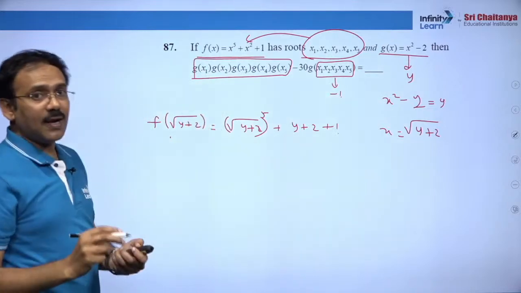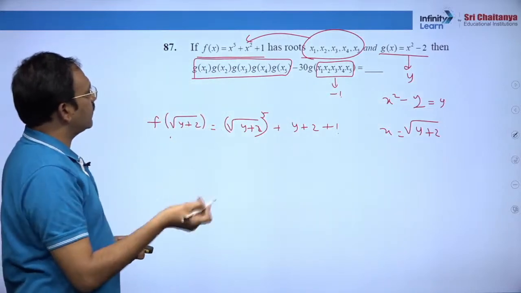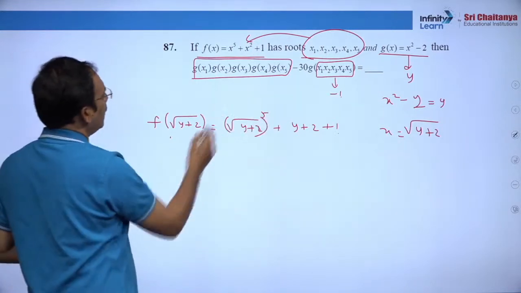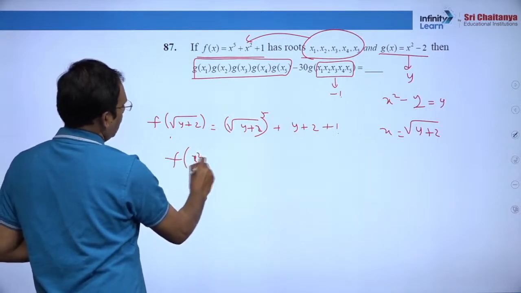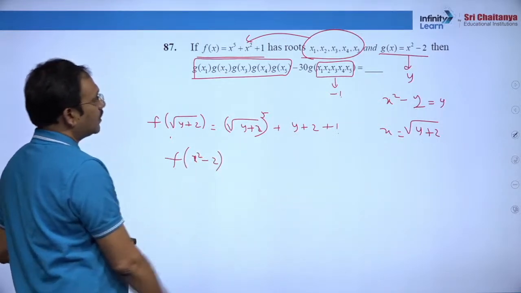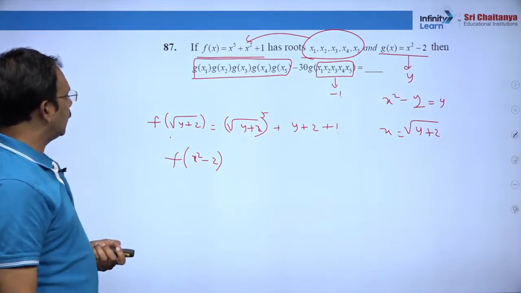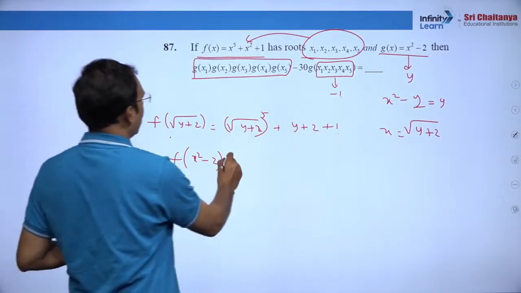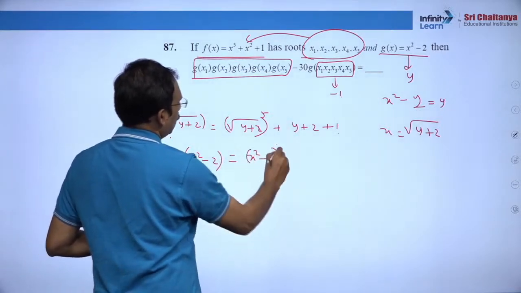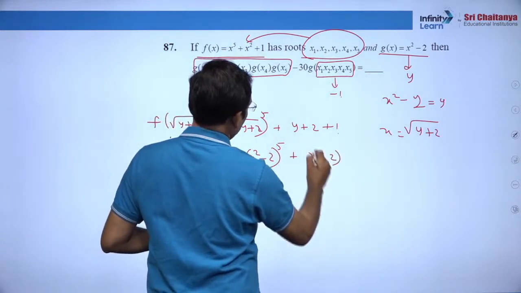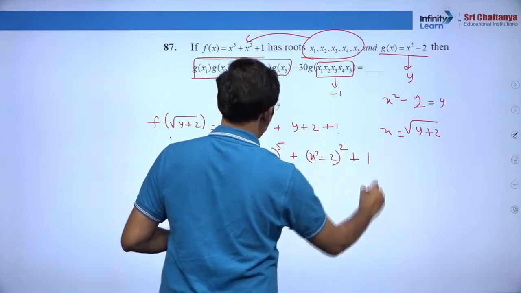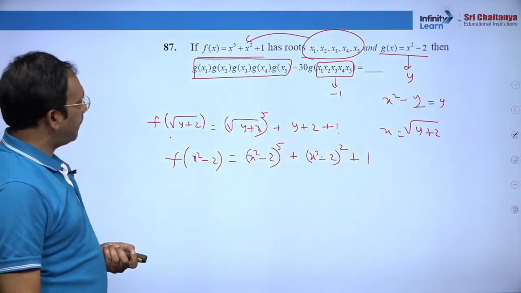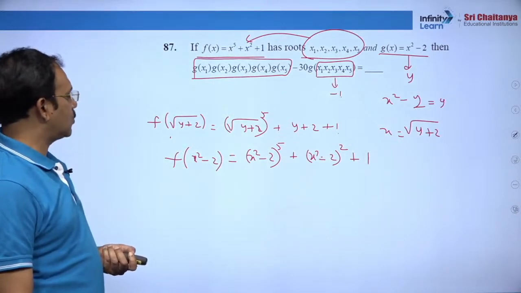That means you need to prepare an equation whose roots are g of x1, g of x2, g of x3, g of x4. So f of x square minus 2, can we find, so that if you put x1, yes, you will get x square minus 2 kind of. I think f of x square minus 2 is x square minus 2 whole power 5 plus x square minus 2 whole square plus 1 you will get. This is, I can say, minus 32 plus 4, yeah, minus 27, yes.